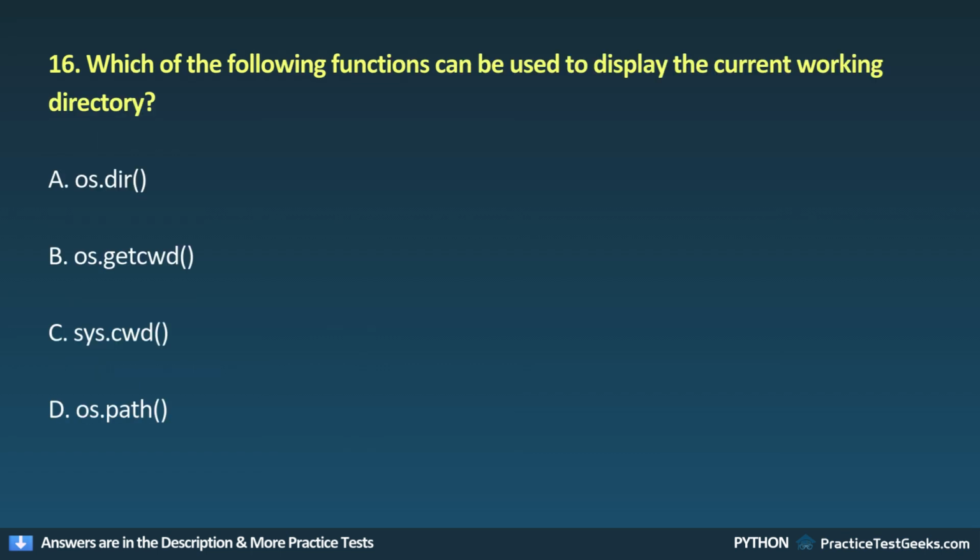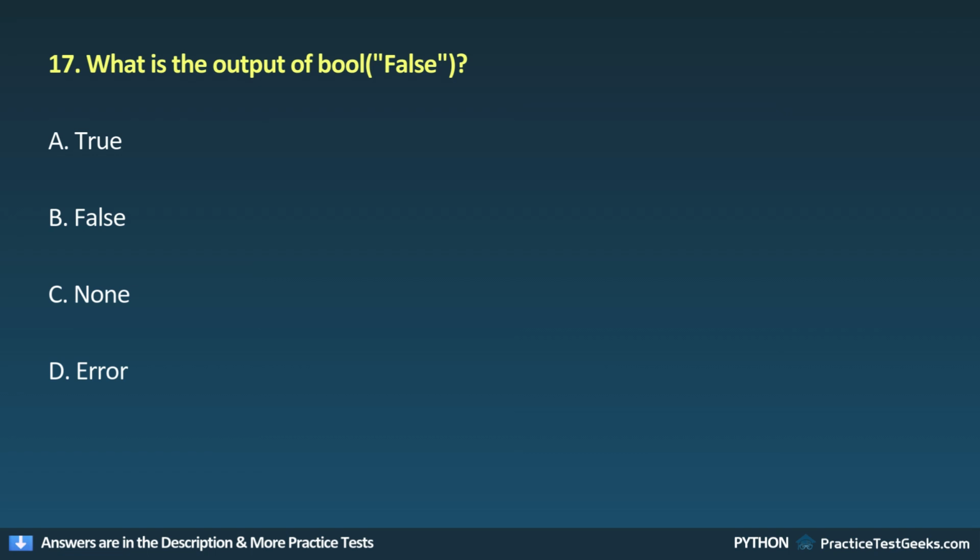16. Which of the following functions can be used to display the current working directory? A. os.dir. B. os.getcwd. C. sys.cwd. D. os.path. 17. What is the output of bool(False)? A. True. B. False. C. None. D. Error. 18.